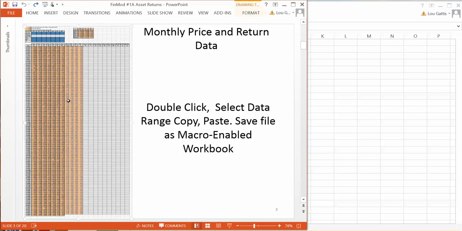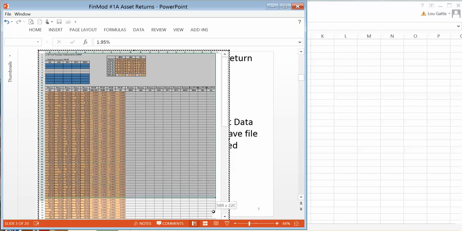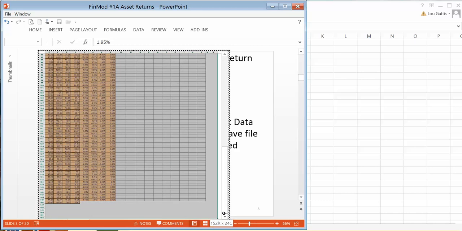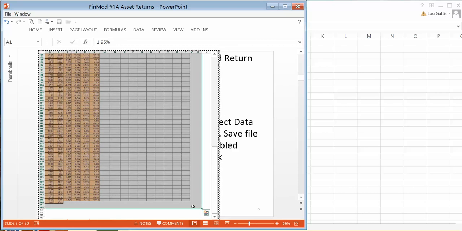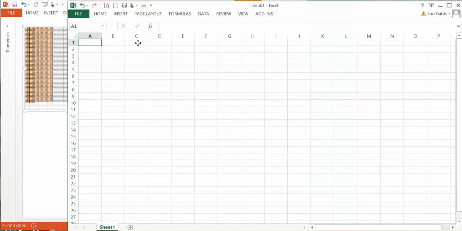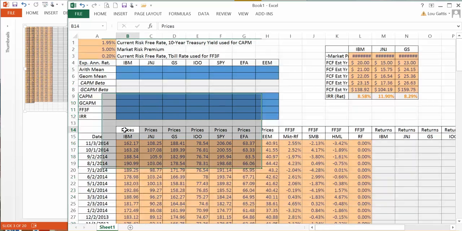I'm going to grab some data that I've collected. So this data and some formats ready for us to fill in is embedded in the PowerPoint in Excel. So I'm going to copy that whole range. I'm going to do a copy, Control C, go to my Excel spreadsheet, and paste. So here's the data I've collected.